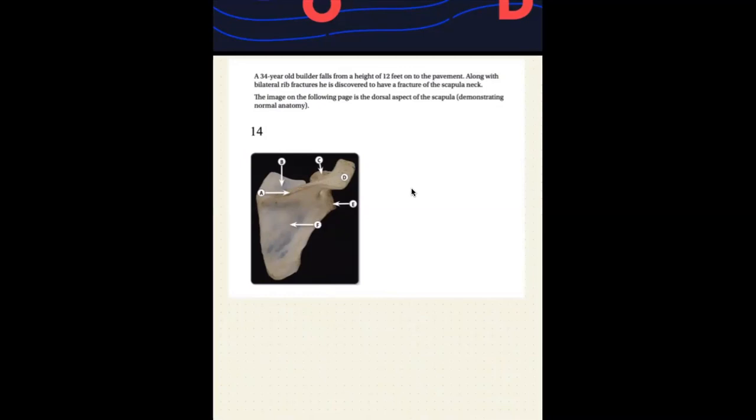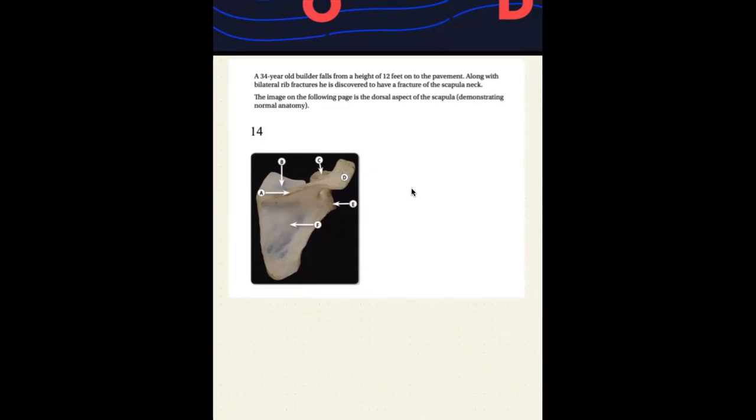Okay. A 34-year-old builder falls from a height of 12 feet onto the pavement. Along with the bilateral fractures, it is discovered that he has a fracture of the neck of the scapula. The image on the following page is the distal aspect of the scapula, demonstrating the normal anatomy.